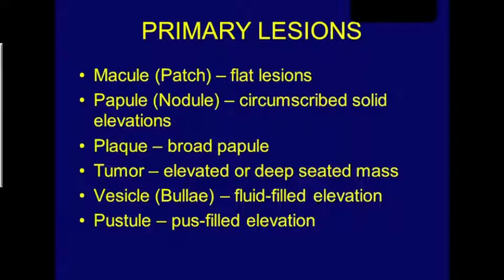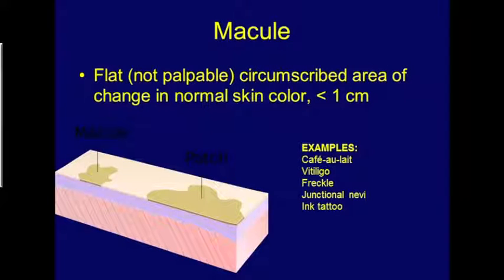And what is the difference between a primary and a secondary lesion? Well, the secondary lesions are the ones that are the result of the intervention of the patient, when the patient scratches or rubs them, etc. But let's go over some of the lesions, and here you can see what a macule looks like. It's a flat, non-palpable, circumscribed area, usually normal skin color, and usually less than a centimeter in diameter. Examples of that would be vitiligo, a freckle, a junctional nevus, and even a tattoo.